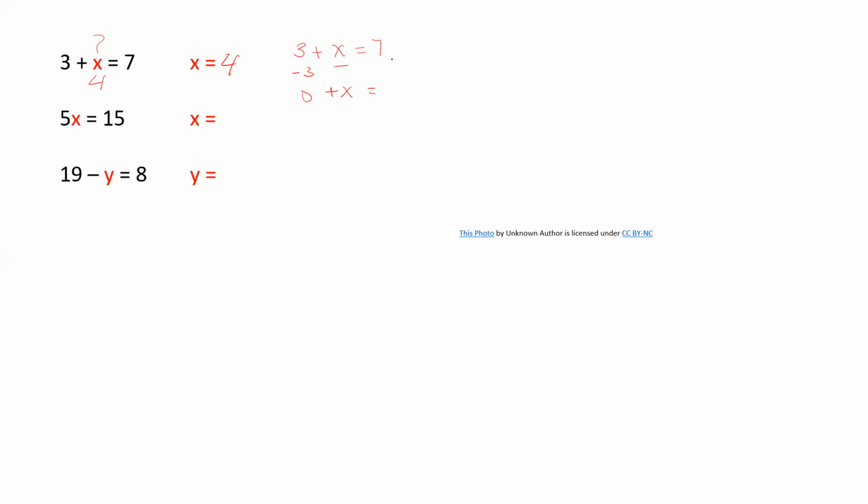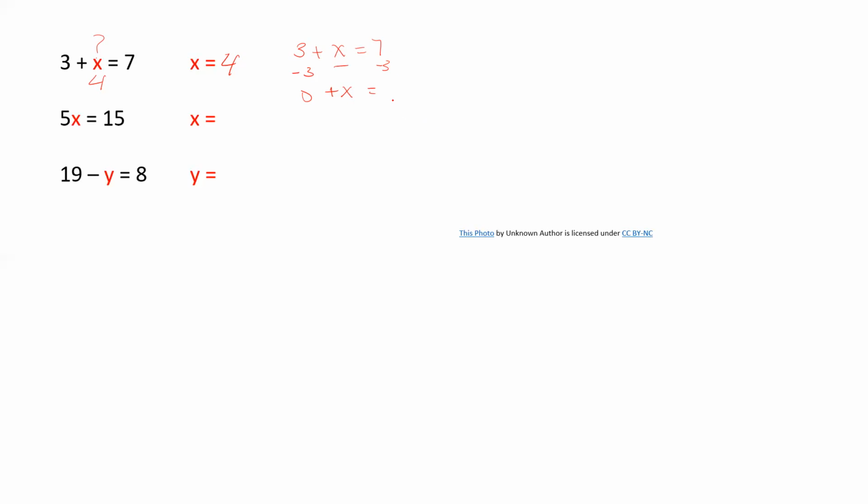On the right side, though, you also need to subtract the 7 by 3. And this is because both sides of the equal sign need to equal the same, right? They need to hold the same weight. So whatever you do on the left side, you have to do on the right side. Whatever you do on the right side, you have to do on the left side. That is very important. If you miss that step, you're not going to get the right answer.